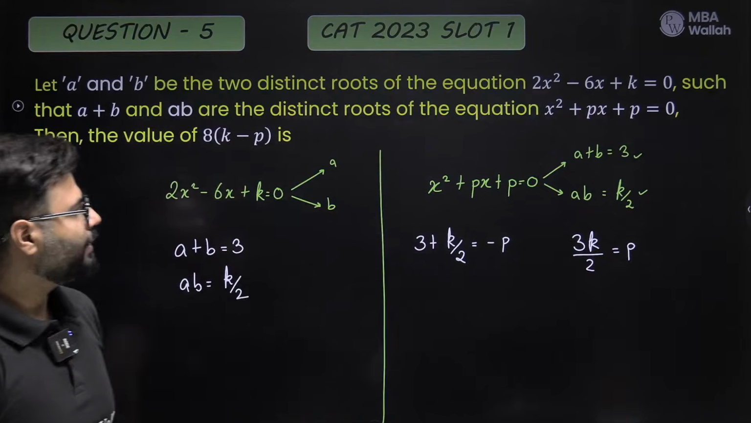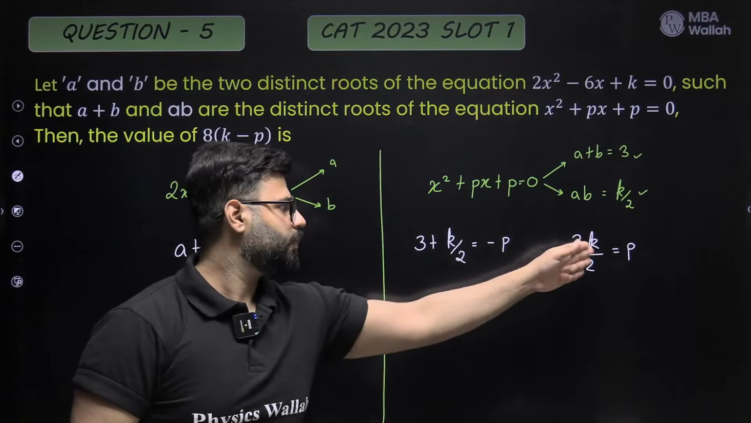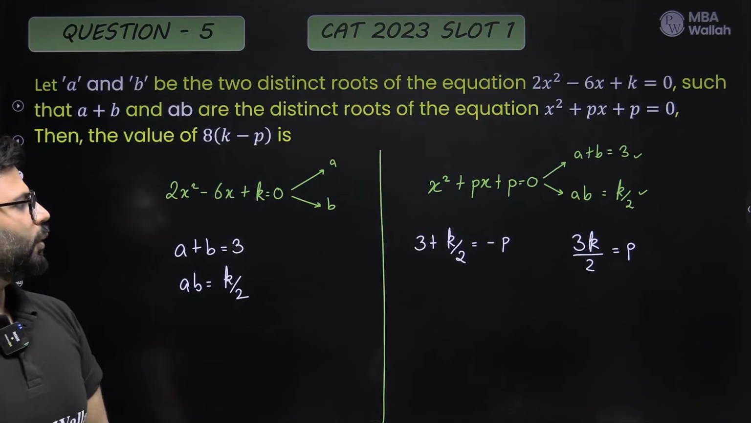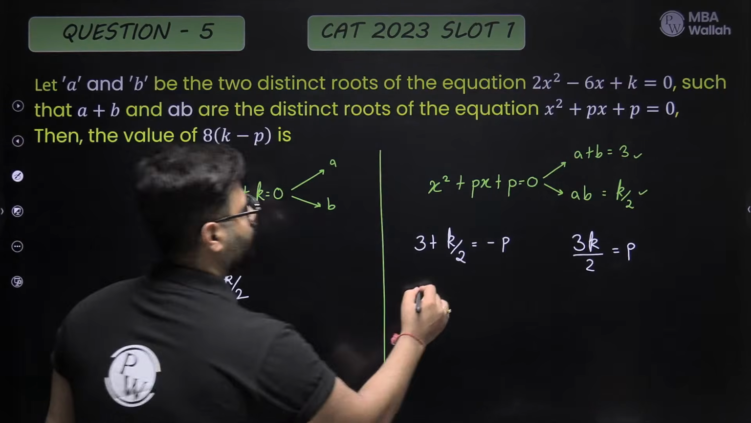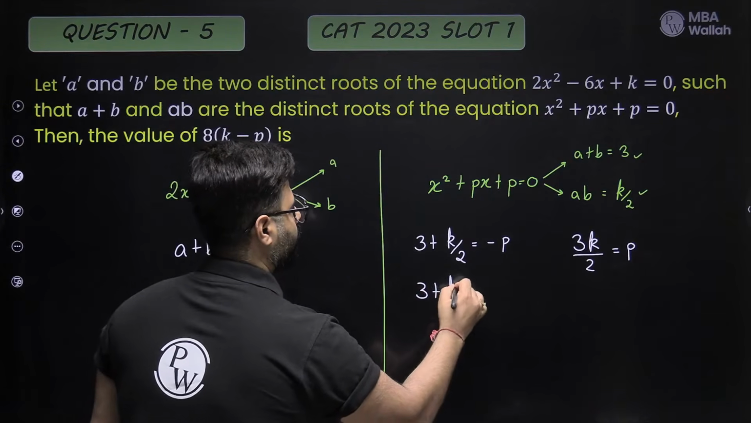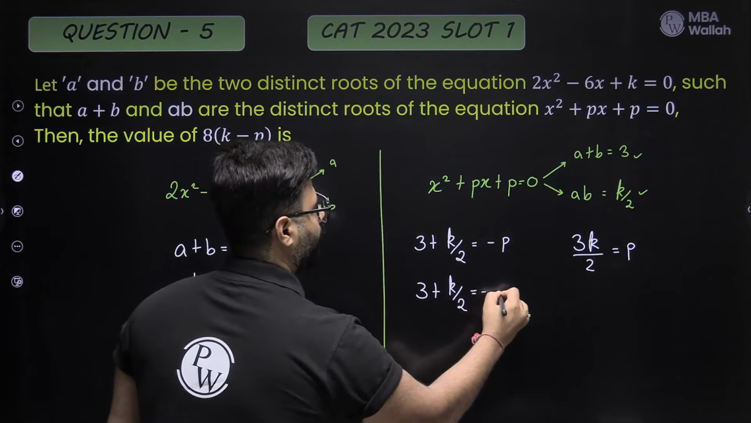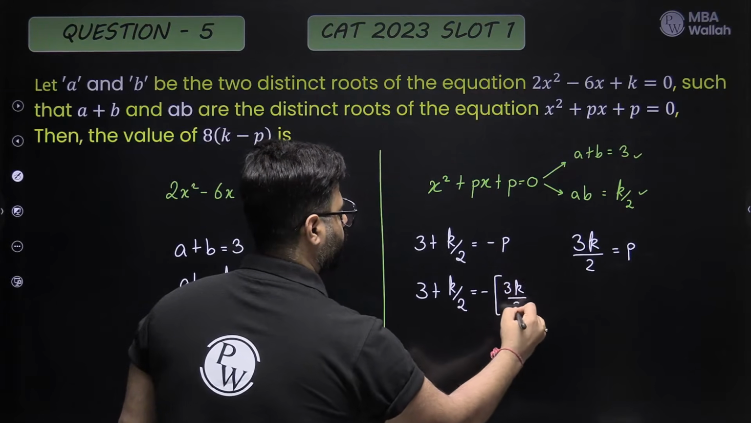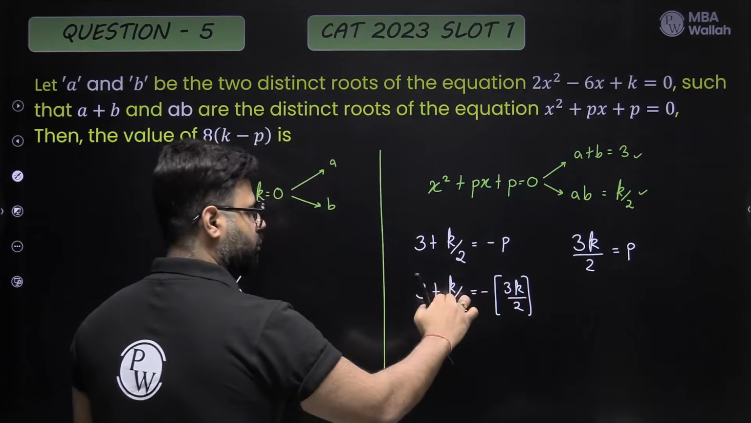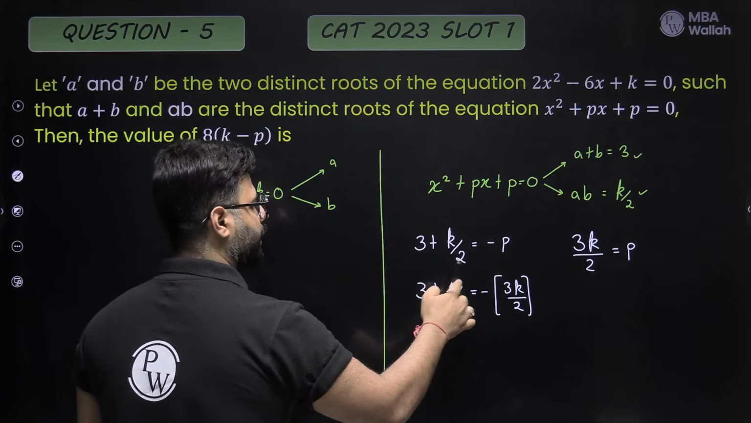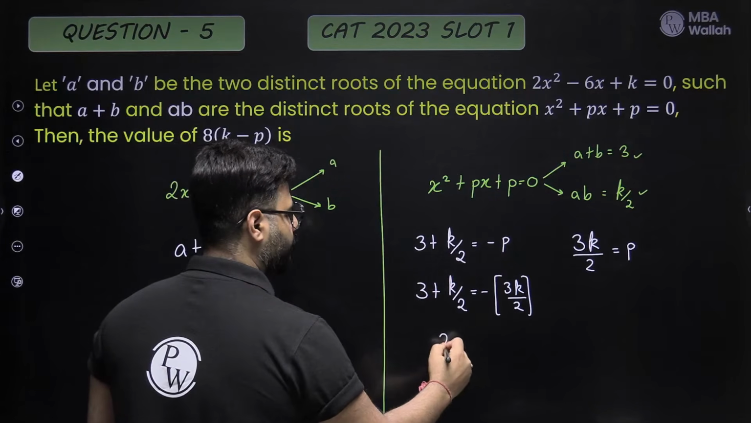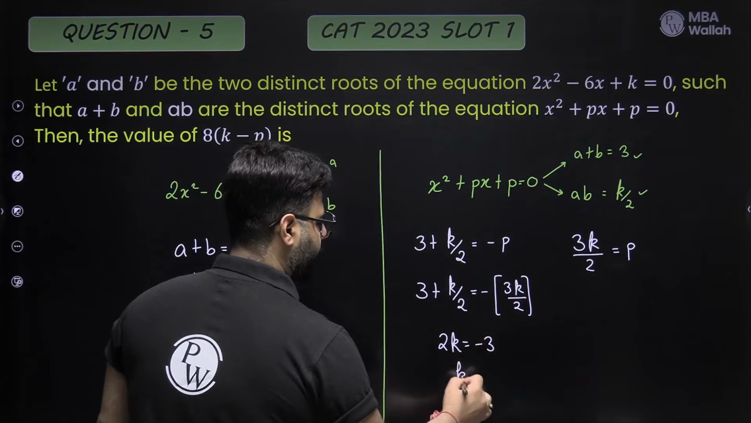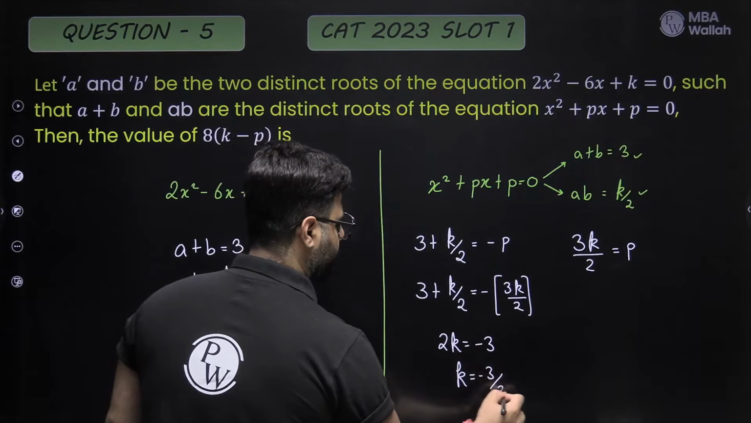So I guess we can easily eliminate. Simply replace p as 3k by 2 over here and get k. So tell me what is the value of k. Easy to substitute right over here. Minus, instead of p, let's write down 3k by 2. 3k by 2 comes over here, gets added. 3k by 2 plus k by 2 is 4k by 2, that means 2k. 3 goes over there, becomes negative. k comes out to be minus 3 by 2, right?